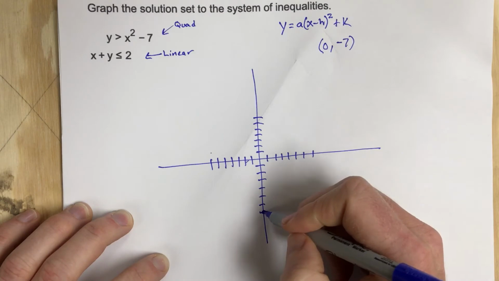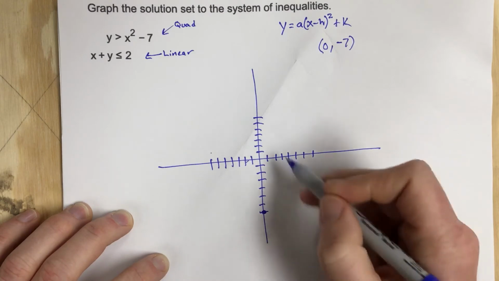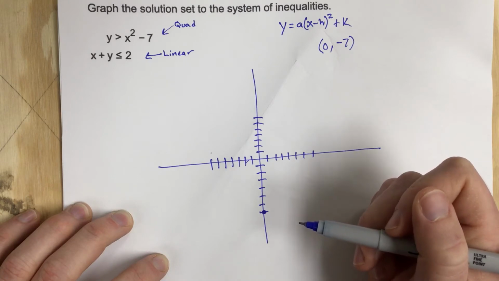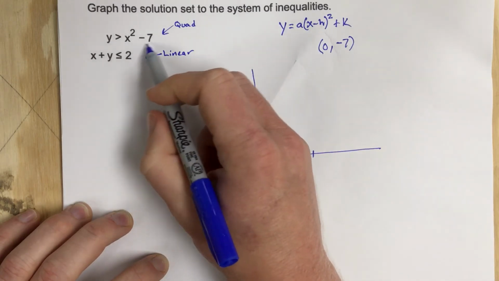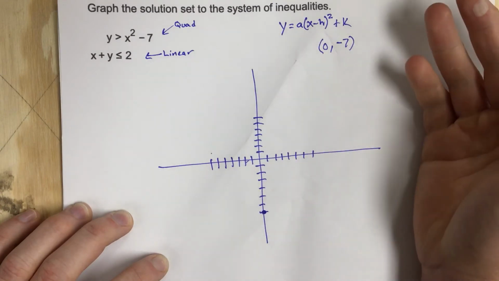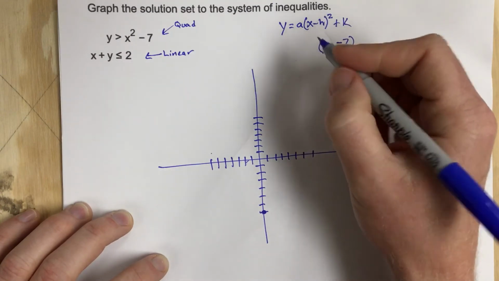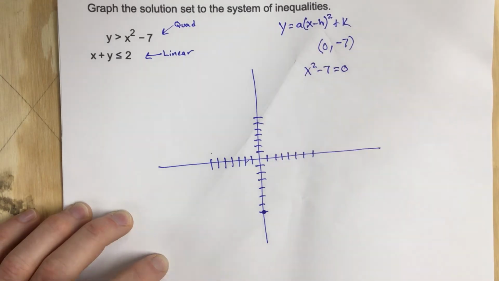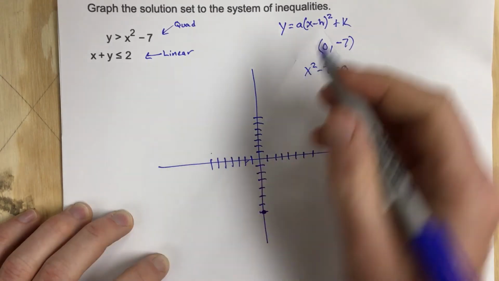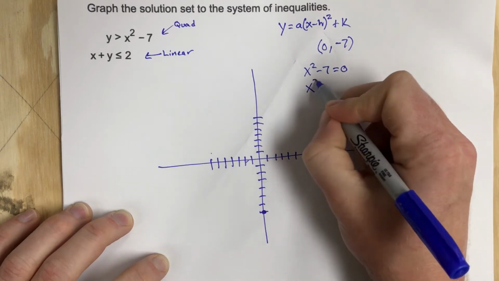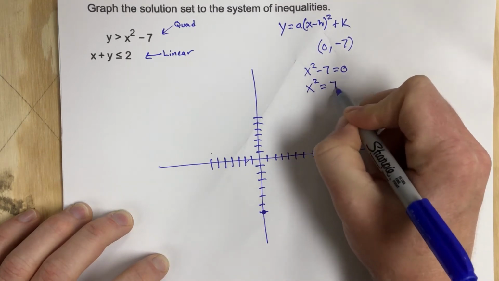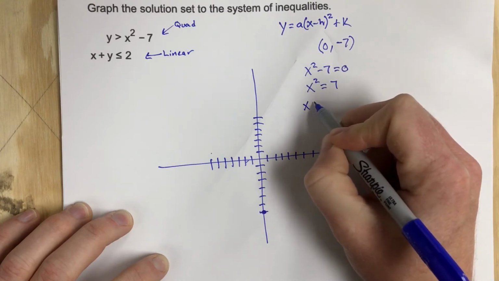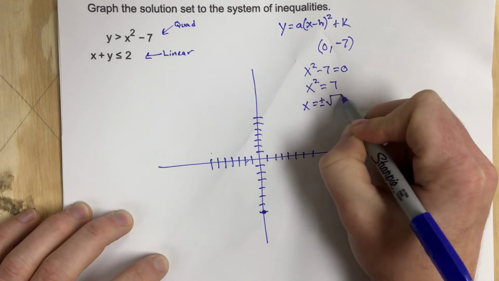Now once I have that point, I need two other points to actually get the quadratic to look like it should. The easiest way is to find the x-intercepts. And how do you find x-intercepts with a quadratic? Well, that's finding the roots, so you set it equal to 0. So we're going to say x squared minus 7 equals 0. We add the 7 over, so we get x squared equals 7, root on each side, and we get x equals plus and minus root 7.